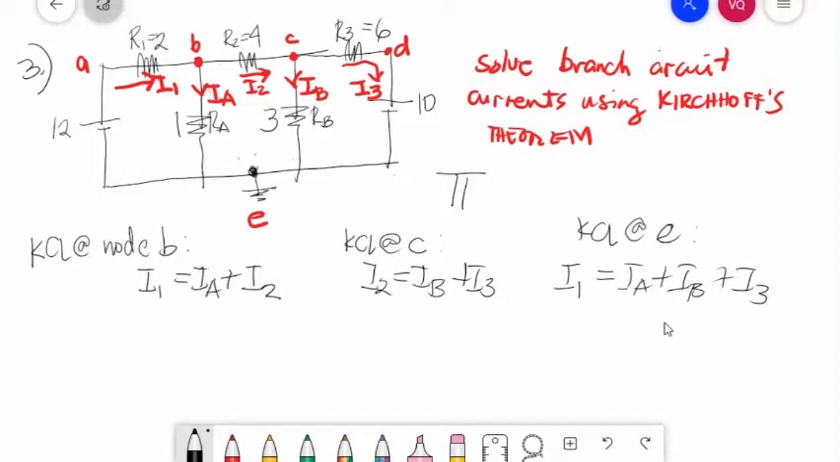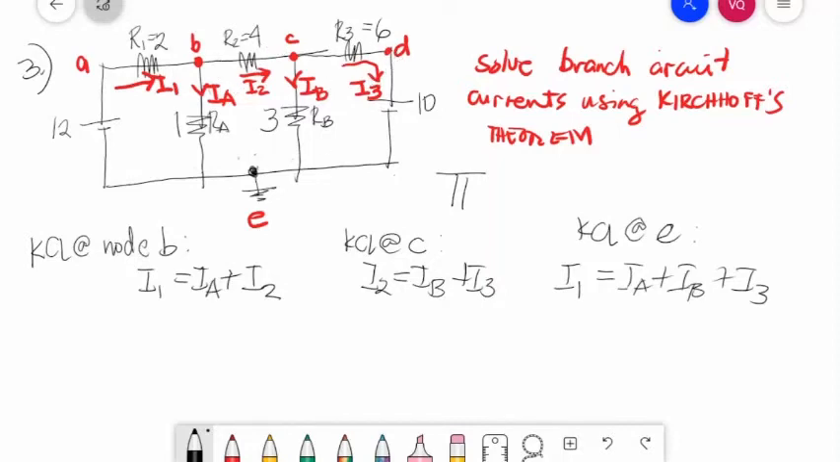So formulate now your KVL equations. You have several loops here: A, B, E, A; B, C, E, B; C, D, E, C; A, B, C, D, E, A; A, B, C, E, A; and D, C, B, E, D. Okay, madami yan.